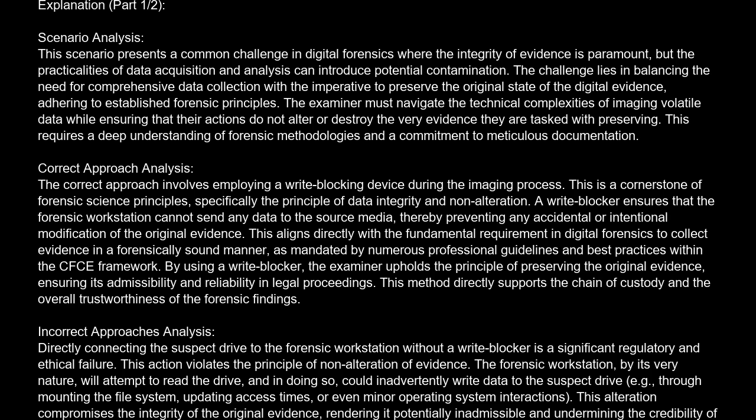Incorrect approaches analysis. Directly connecting the suspect drive to the forensic workstation without a write blocker is a significant regulatory and ethical failure. This action violates the principle of non-alteration of evidence. The forensic workstation, by its very nature, will attempt to read the drive and in doing so could inadvertently write data to the suspect drive, e.g., through mounting the file system, updating access times, or even minor operating system interactions. This alteration compromises the integrity of the original evidence, rendering it potentially inadmissible and undermining the credibility of the forensic examination. It fails to meet the basic standard of forensically sound acquisition.